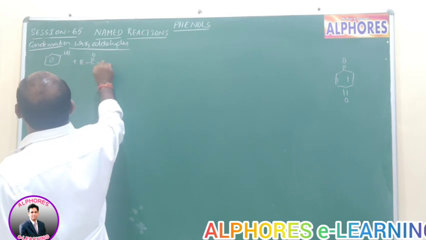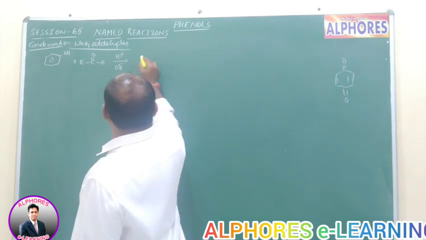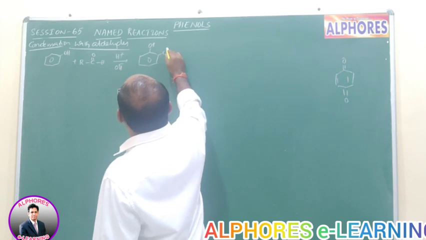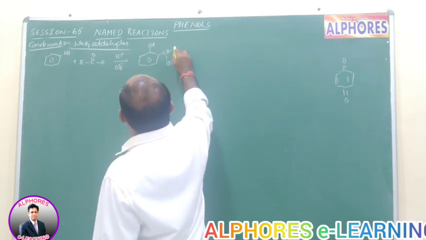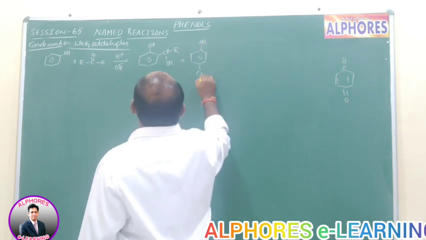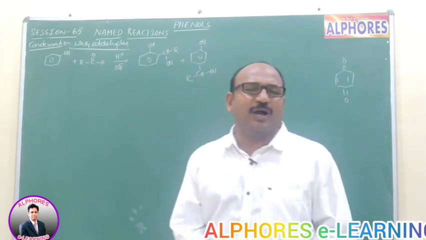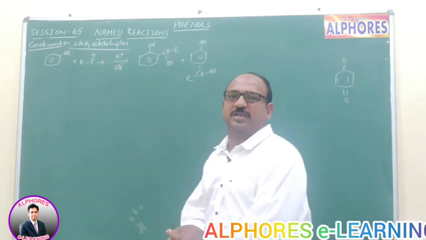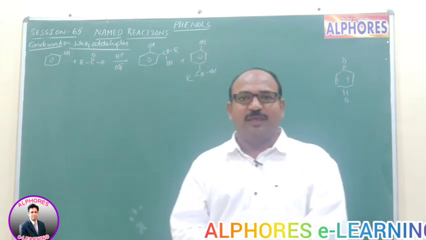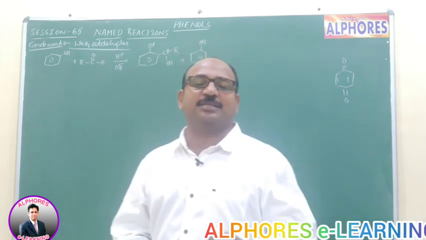RCHO, either in acid or base medium. Then we get the product: OH with CH(OH)R in the ortho position, and OH with CH(OH)R in the para position. So here only substitution takes place. You mentioned condensation, but so far it is substitution only. Further, it is involved in condensation. Let us see that condensation reaction.